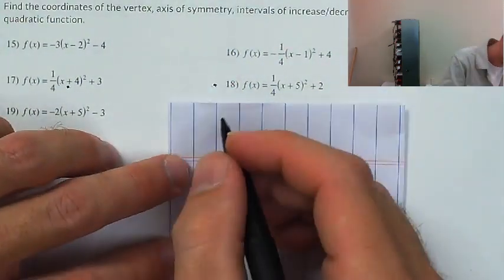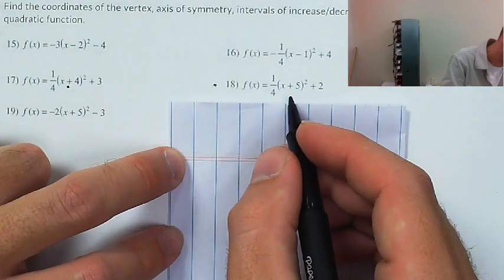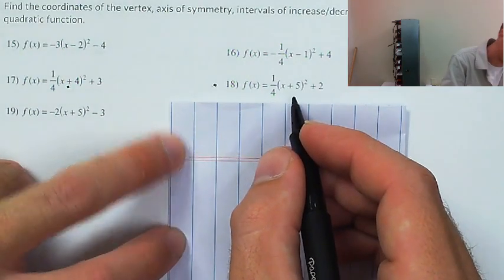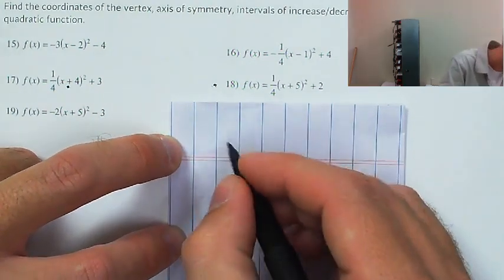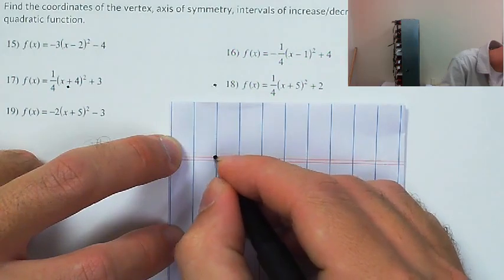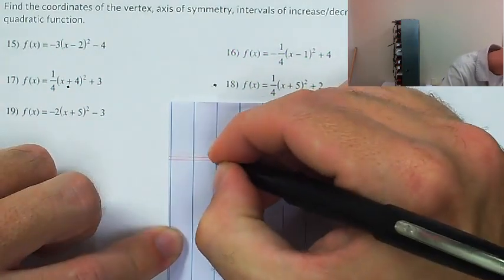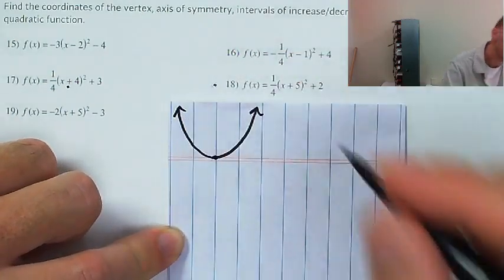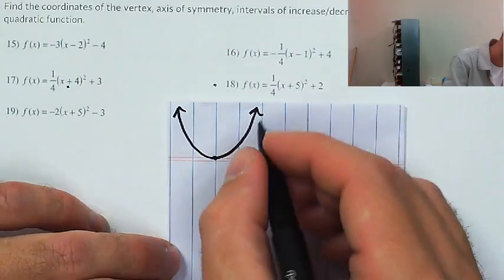And then number 18. F of x is positive 1/4 of (x plus... This is the exact same problem. Okay, whatever. I clipped it from a textbook. That's what you get when you clip from a textbook, right? You're going to have repetitive problems. There's no sense in being upset about it. I should have proofread before I just made the copies and handed out the homework.